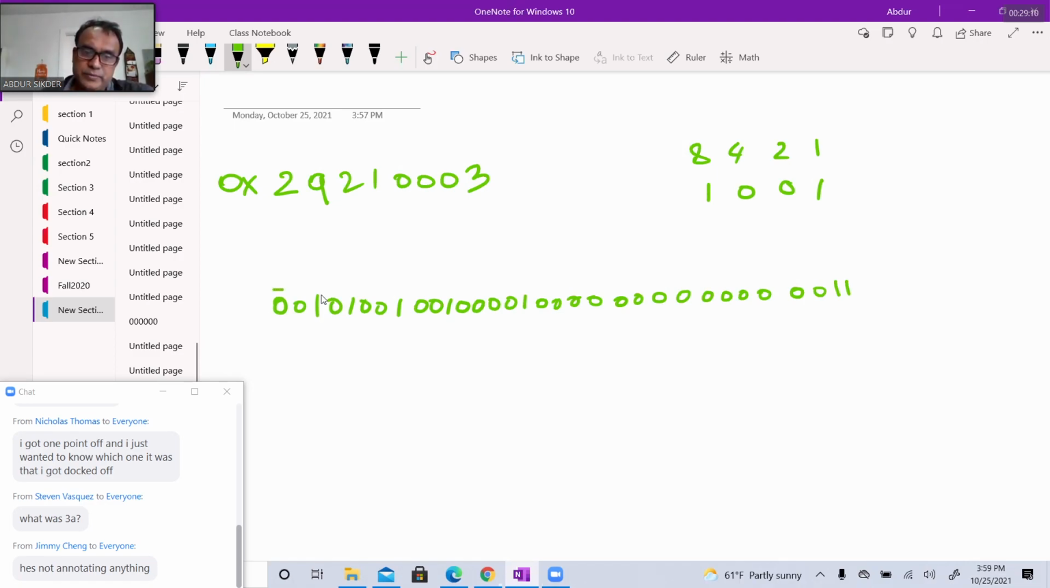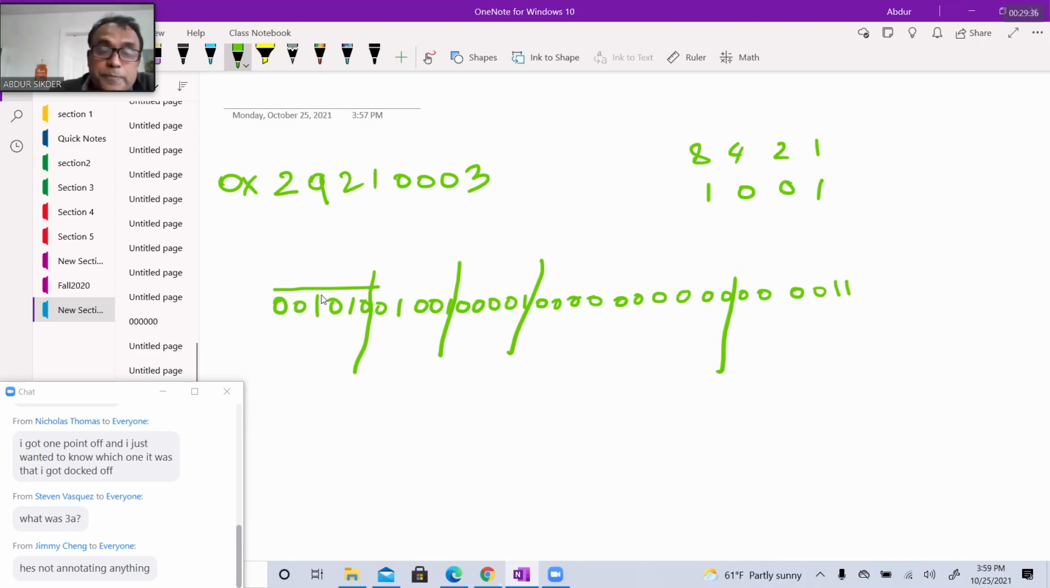Now in order to do this, you have to go 1 2 3 4 5 6. This is 6 bits, and then 1 2 3 4 5 bits, another 5 bits, and then from here we need 6 bits, and then the shift amount should be 0 there.